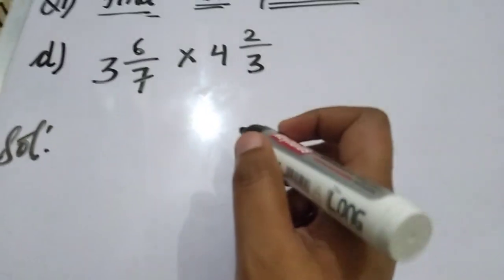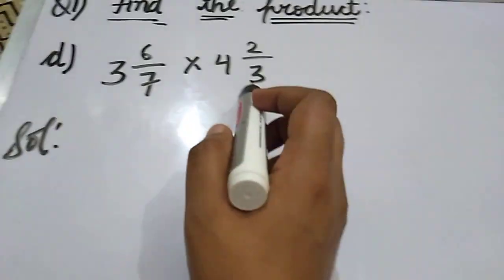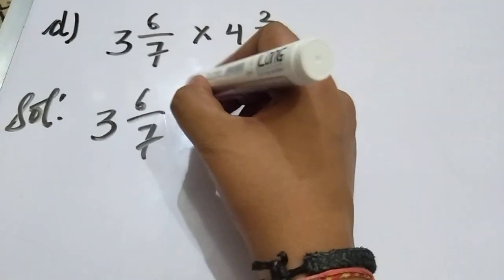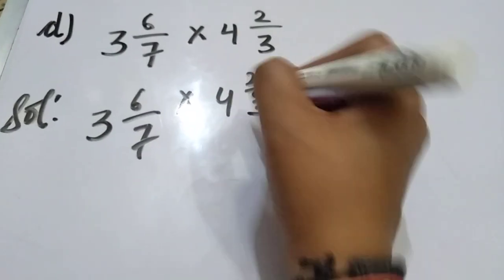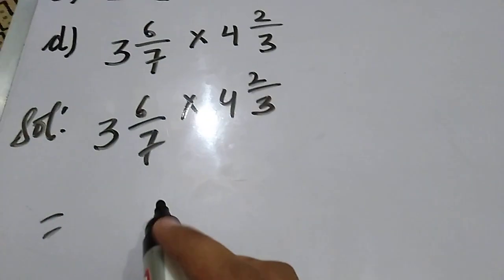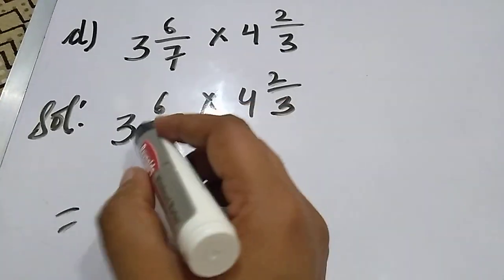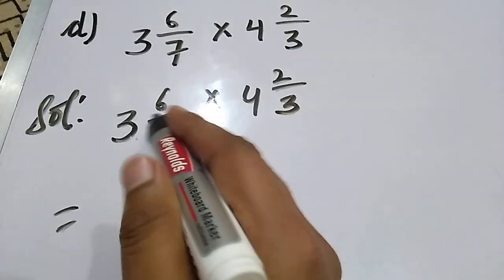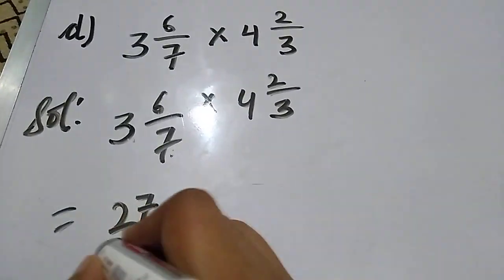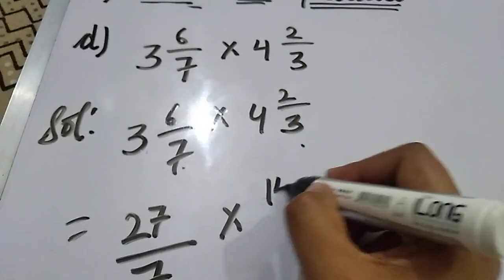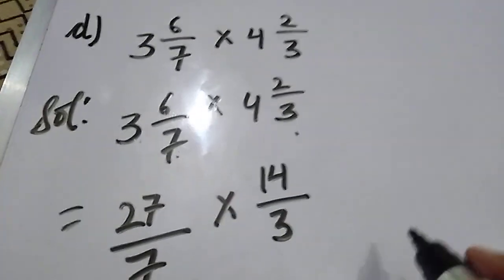Now there is a next part. Here are both mixed fractions. First you have to write the question, that is 3 6 by 7 multiply by 4 2 by 3. Now what you have to do first is change the mixed fractions into improper fractions. Here 3 sevens are 21 plus 6, that is 27 by 7, multiply 4 threes are 12, 12 plus 2, here is 14 by 3.